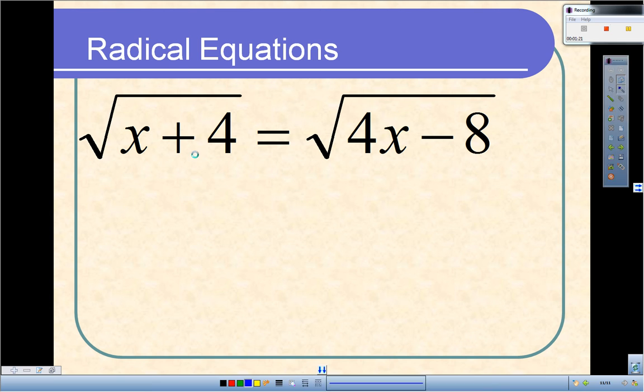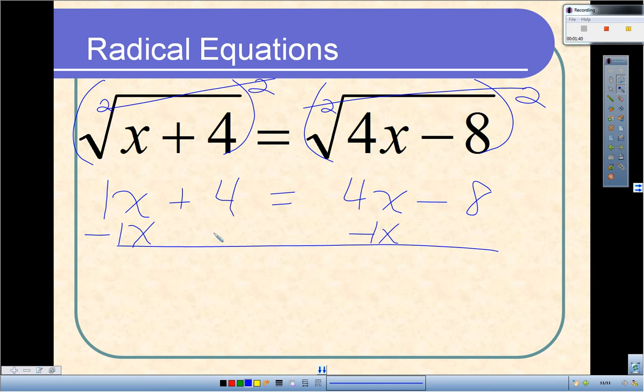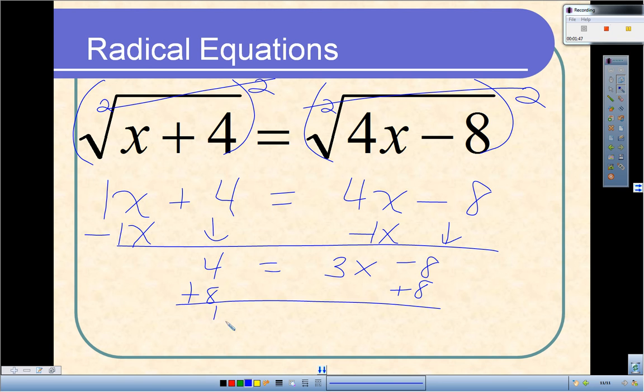Alright. If you have a radical on the left-hand side and a radical on the right-hand side, you can simply square, in this case, because the understood root was 2, square both sides, and then the radicals will cross out and leave me x plus 4 is equal to 4x minus 8. I have an x on both sides, so I'm going to subtract 1x from both sides and get 4 equals 3x minus 8. Then I'm going to add 8 to both sides and get 12 is equal to 3x, and then divide by 3 on both sides, and that gives me my answer of 4.